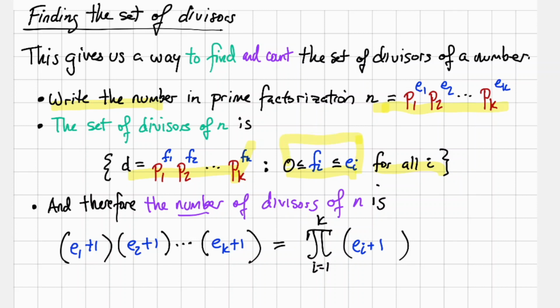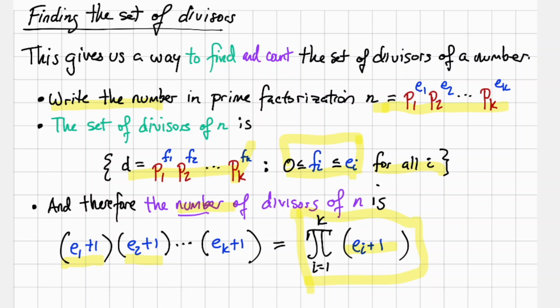Because of that, we can actually count how many divisors n has. This range from 0 up to ei can be counted by ei plus 1. So the number of divisors of n, if we look at the exponent of p1, it can be anything from 0 up to e1, which has e1 plus 1 possibilities. Similarly, the number of possibilities for the exponent of p2 is e2 plus 1. And we see then that the number of divisors is going to be the product from i goes from 1 up to k of e sub i plus 1.